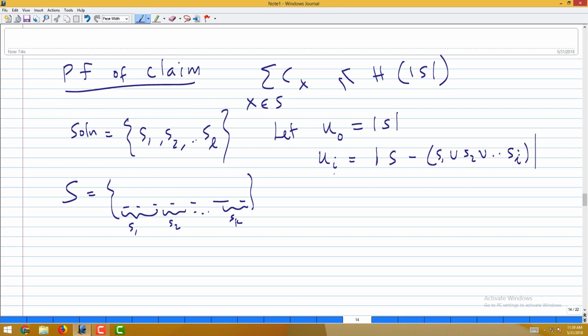So, after you picked S_1, this would be the size of u_1, and after you picked S_2, this will be u_2 and so on. So, clearly u_i is less than or equal to u_{i-1}, because after you pick more sets, the number of uncovered elements is going to decrease. It may decrease, it may remain the same, but it is not going to increase.